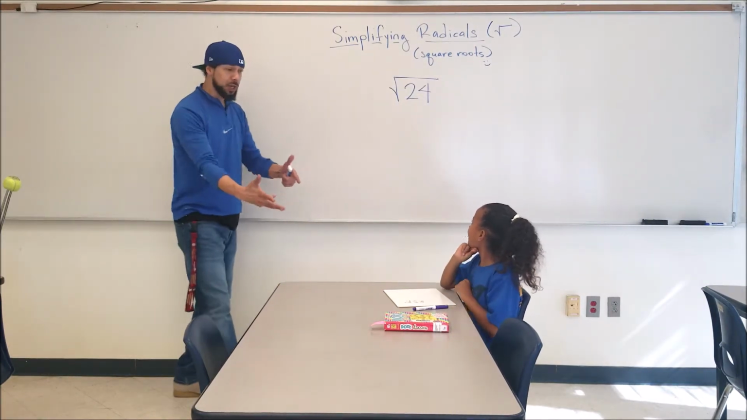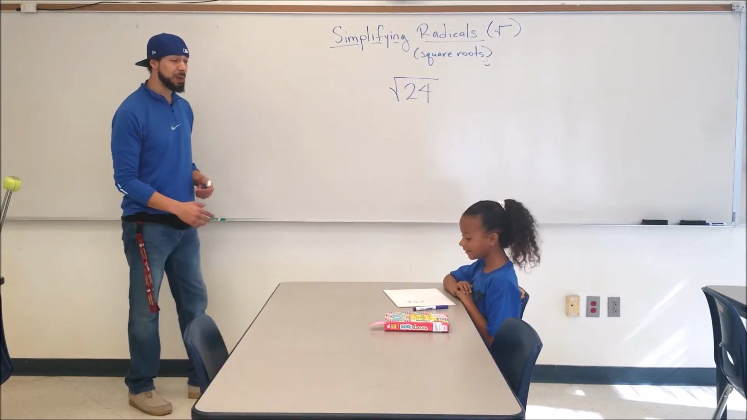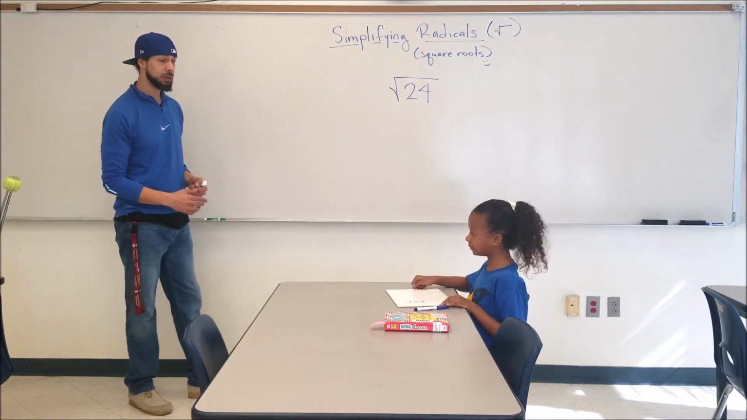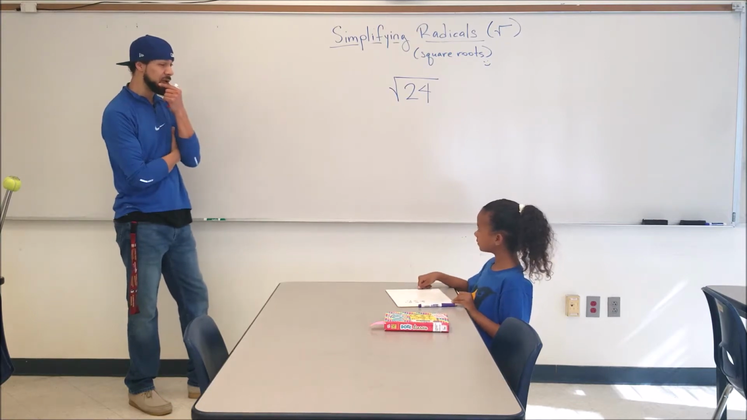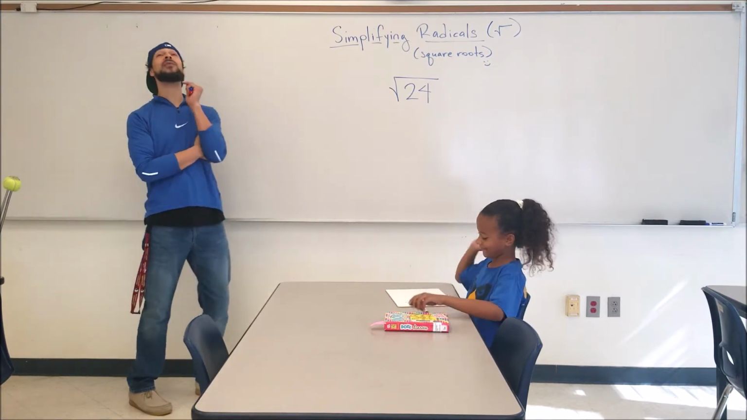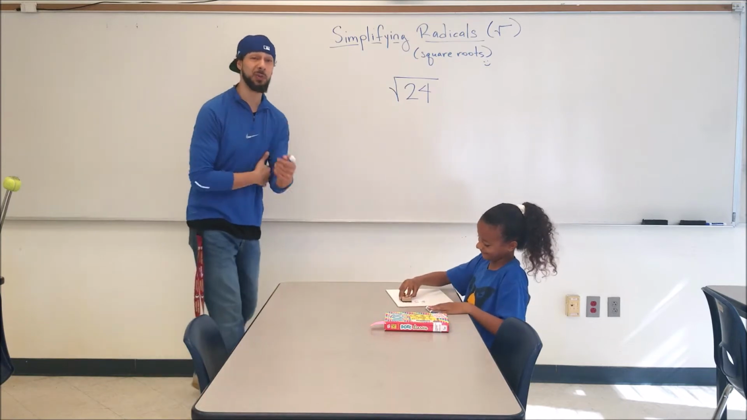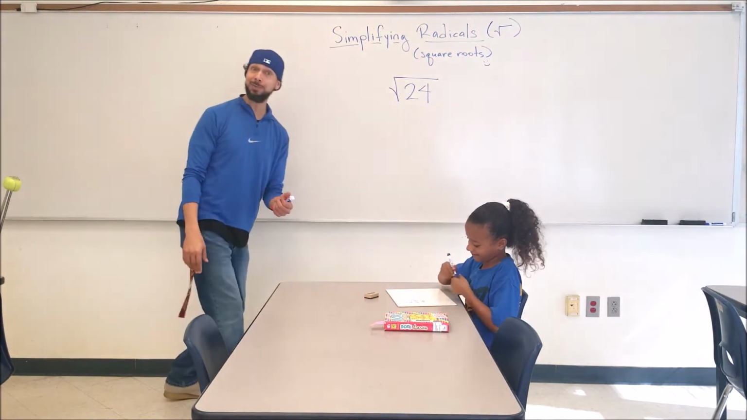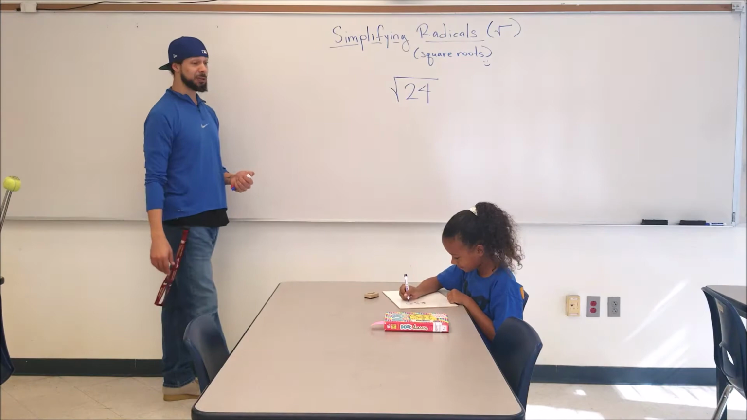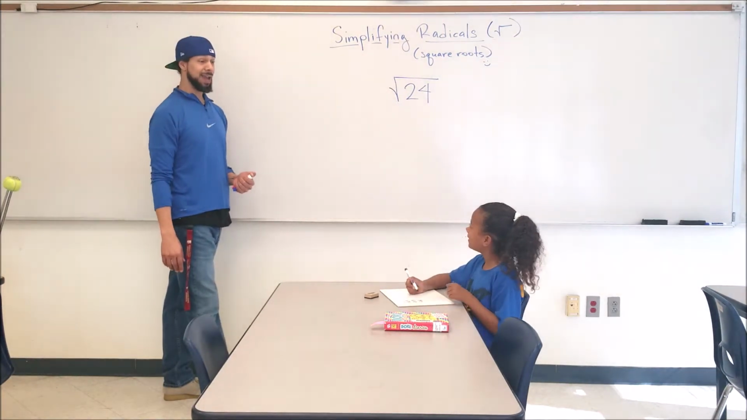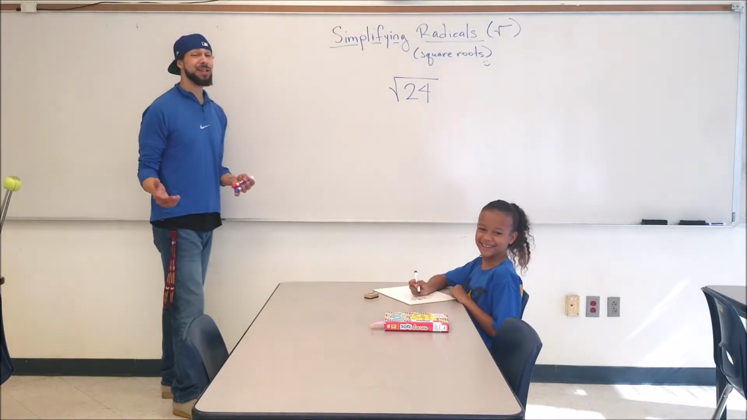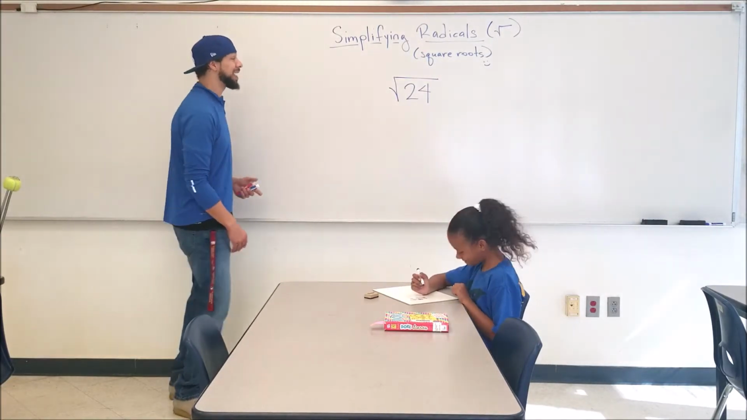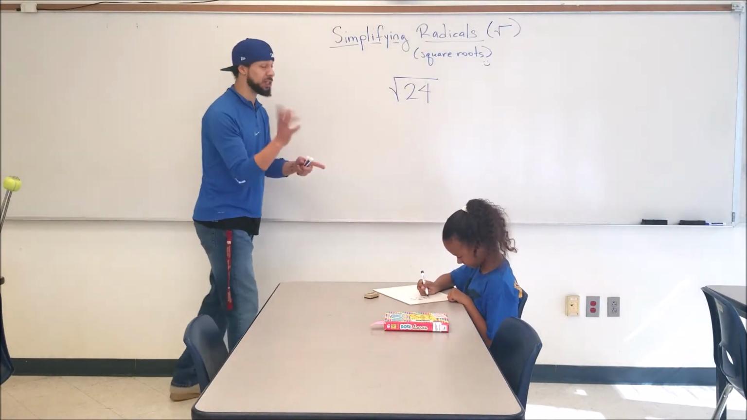So, Sophia, can you give me two numbers that multiply to make 24? 6 times 4. 6 times 4 equals 24. 12 times 2 equals 24. You know what else equals 24? 8 times 3 equals 24. So the moral of the story here is, it doesn't matter where you begin, it only matters where we finish. Let me show you what I mean.